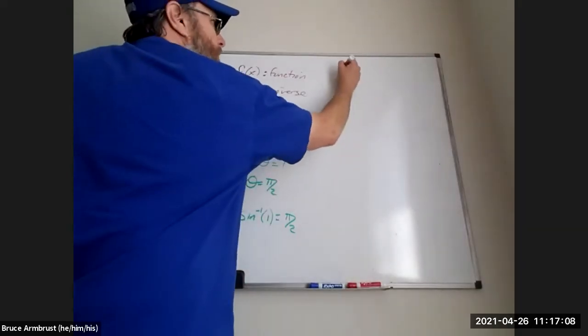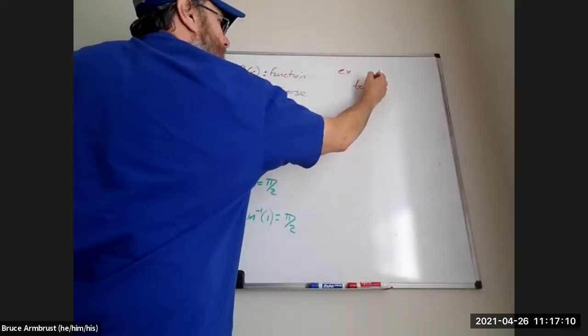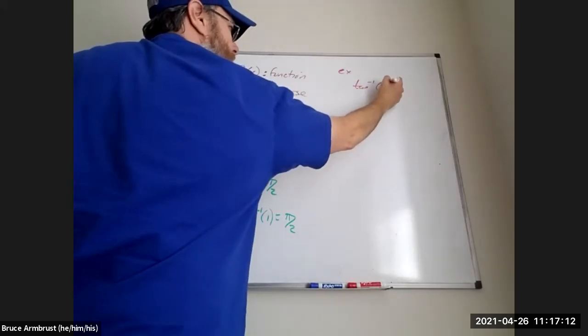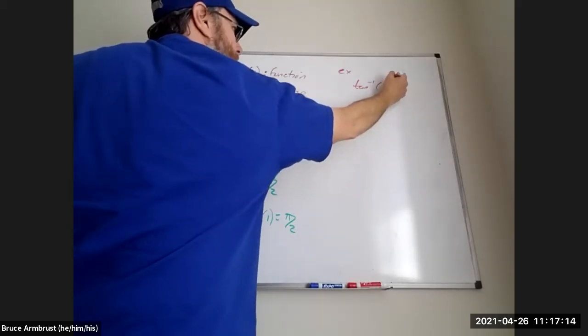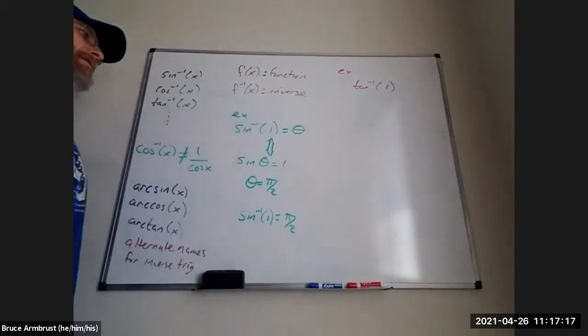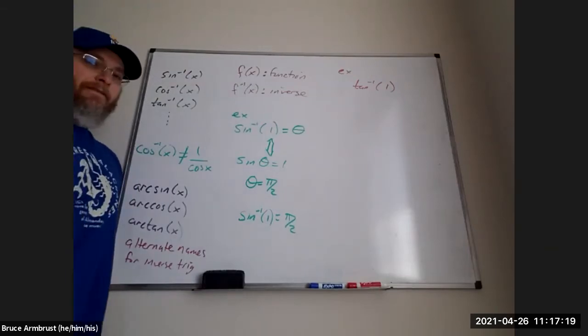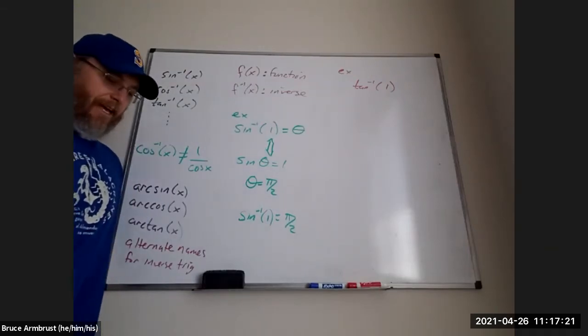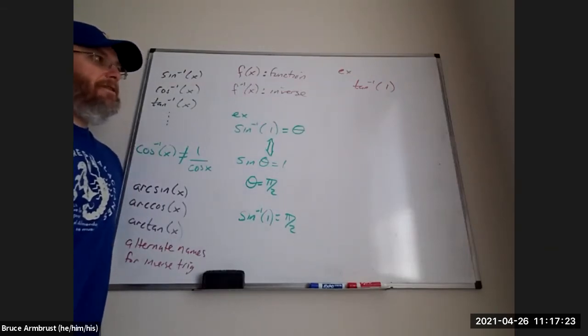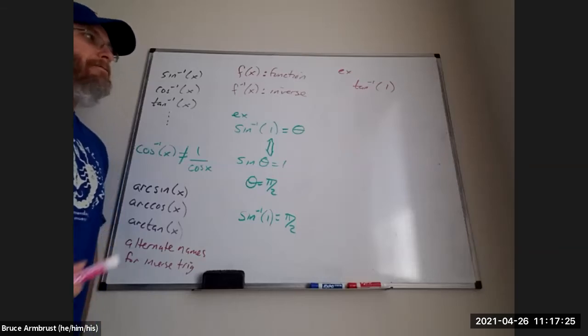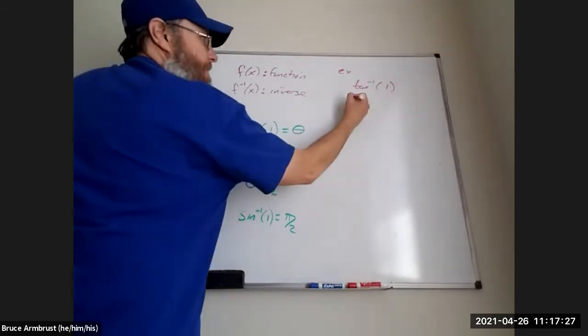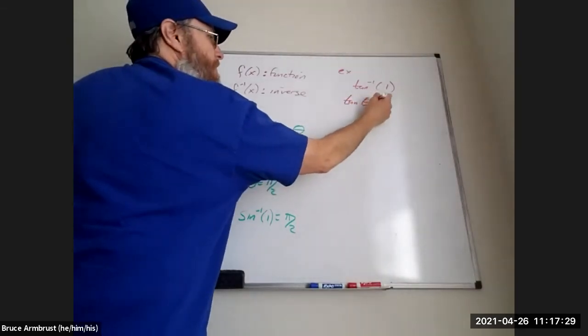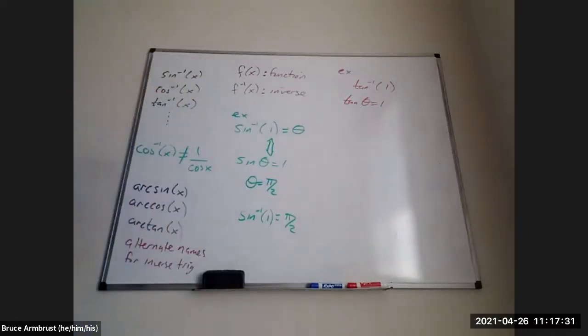All right, so let's try another one here real quick. Let's try, say, tangent inverse of 1. So this isn't sine now, this is tangent inverse of 1. But again, remember what this is asking us to figure out is give us an angle whose tangent is equal to 1.